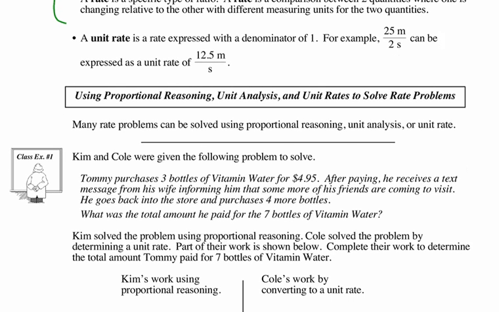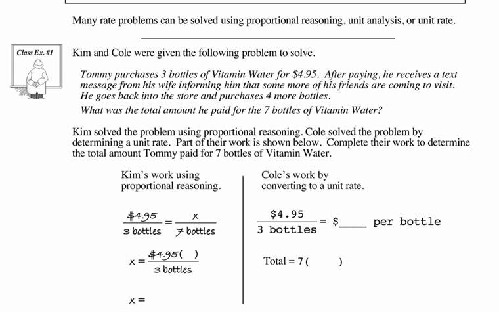Okay, so Kim and Cole were given the following problem to solve. Tommy purchased 3 bottles of vitamin water for $4.95. After paying, he receives a text message from his wife informing him that some more of his friends are coming to visit. He goes back into the store to purchase 4 more bottles. What was the total amount he paid for the 7 bottles of vitamin water? Now, you can use any method to solve this. Down below, you can see that they're using proportional reasoning. We could also use a unit analysis, so it's really what you're more comfortable with.